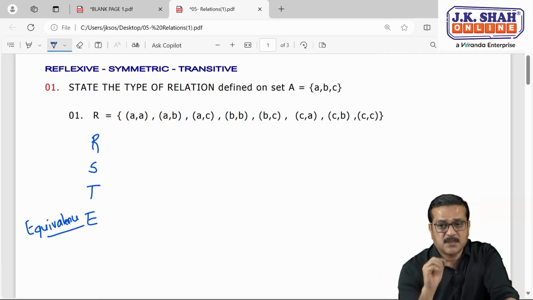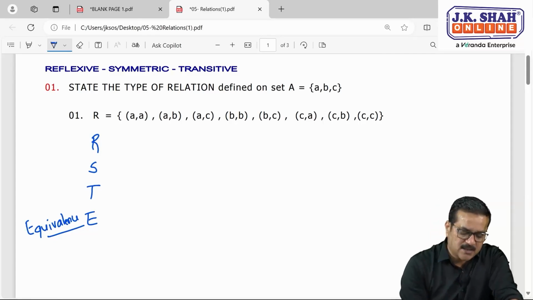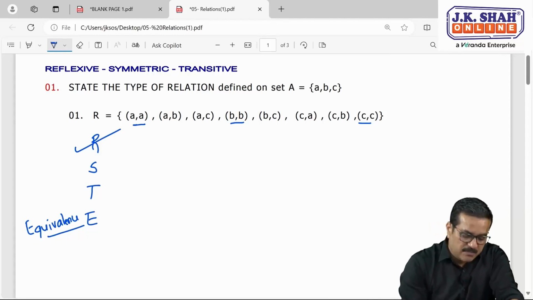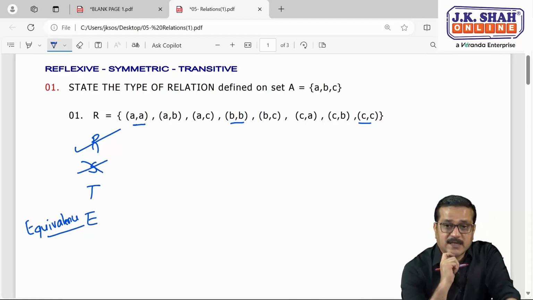अब देखते हैं यार ये सब में से कौन से satisfy करता है. I can see AA, BB, CC. Check. So मैं reflexive को टिक किया. AB है लेकिन BA नहीं था. So symmetric टूट गया. Check. कोई एक ने भी तोड़ा तो गया ना.